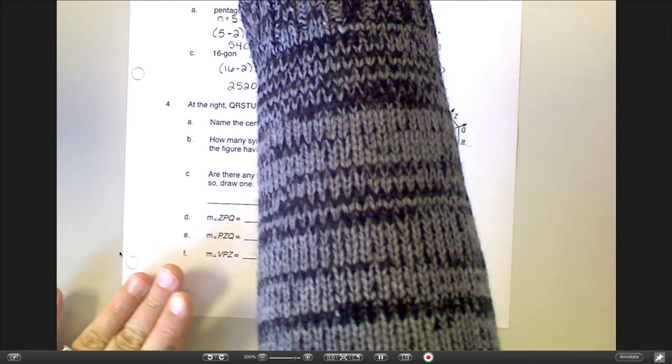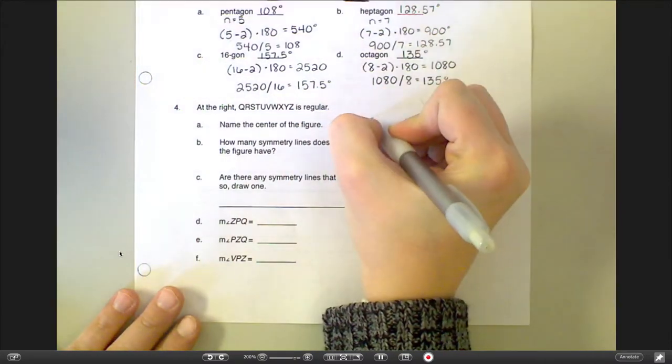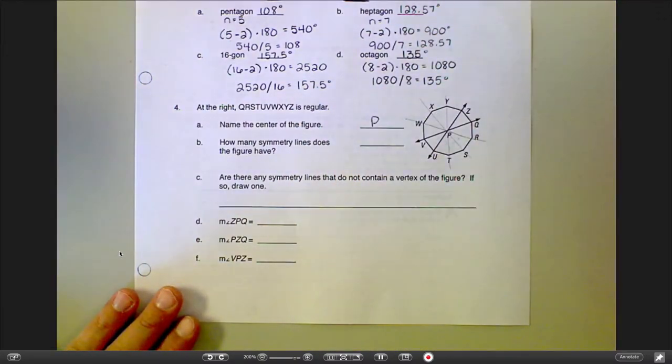So I'm looking specifically at number 4. Number 4 says, name the center of the figure. What point is the center? P. Yep, P is the center of the figure because that's where the lines of symmetry intersect.